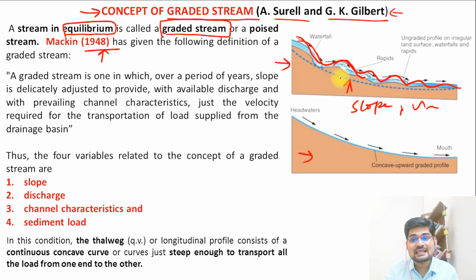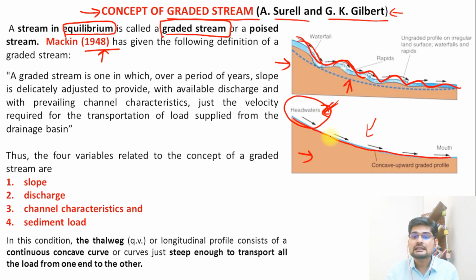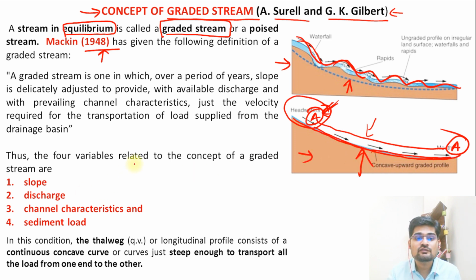But when this same stream attains a graded profile, the second image you can observe, what happens? There is this smoothness in the curvature, isn't it? So what happens? The headwater carrying this particular sediment continues to flow in the same way till the mouth and carries that sediment A, which was here, in the same way to this part which is the mouth. So this is where this profile of concave equilibrium is there. So there are four variables related to this concept of graded stream. So what is important here? Slope, discharge, channel characteristics, and sediment load.